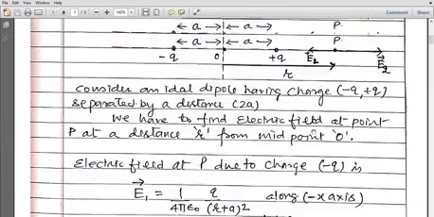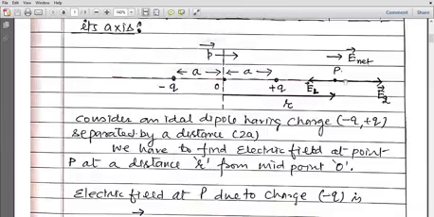Here it is mentioned by a long arrow sign. E2 is greater in magnitude. The length of this arrow represents magnitude. So E1 is smaller, E2 is greater. So the net electric field will be along E2. And you can see the net electric field I have mentioned is in this direction. Dipole moment is also in the same direction.